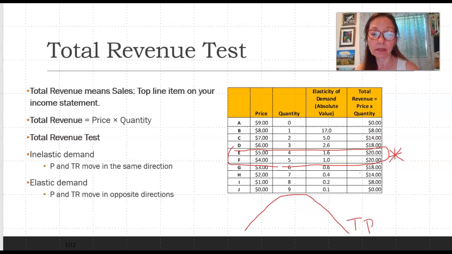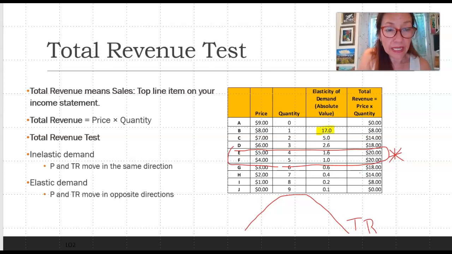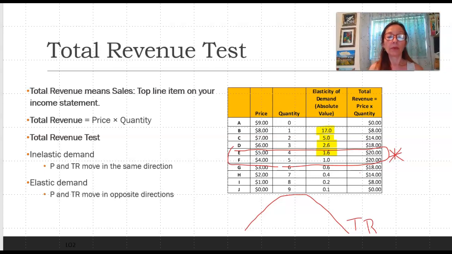Okay. So that's what a total revenue curve looks like. Now, let's also look at our elasticities. Well, what's going on with our elasticities here? Well, here we have an elasticity of 17, one of 5, one of 2.6, one of 1.6. So we say that these are very elastic ranges of the demand curve.